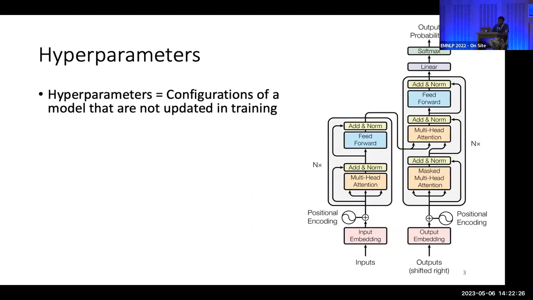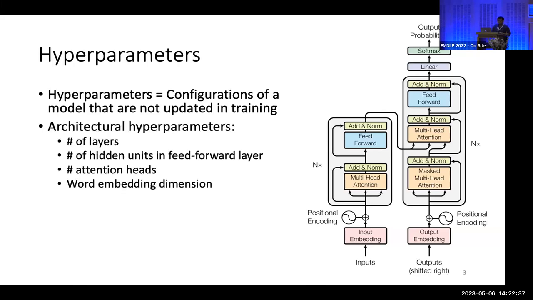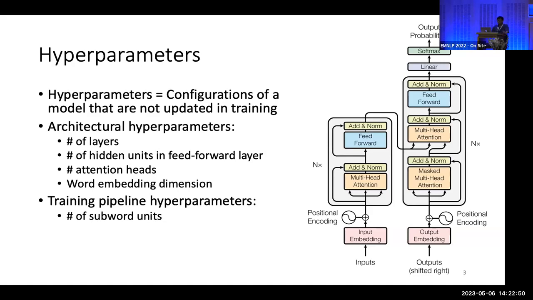All right, so here are some example hyperparameters I'll be talking about. As you see here in this figure, that's the transformer model. I divide hyperparameters into different types. One is architectural hyperparameters. This relates to how the network is shaped. So things like number of layers, number of hidden units, that's an architectural hyperparameter. There are also training pipeline hyperparameters. So number of subword units, right? That's pre-processing. How do you want to do that?